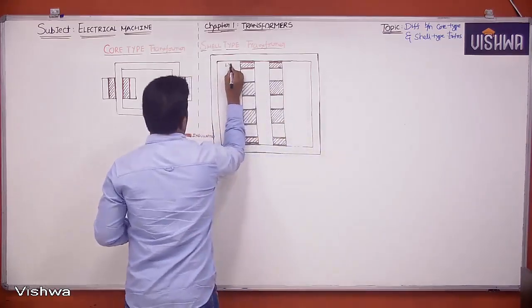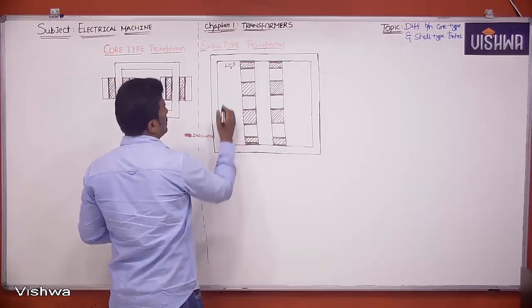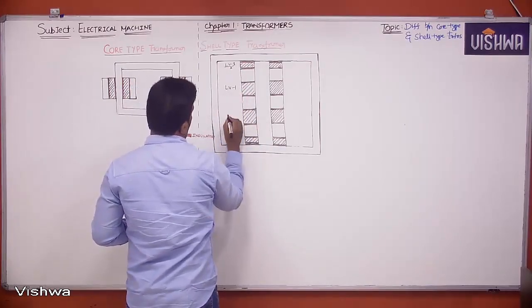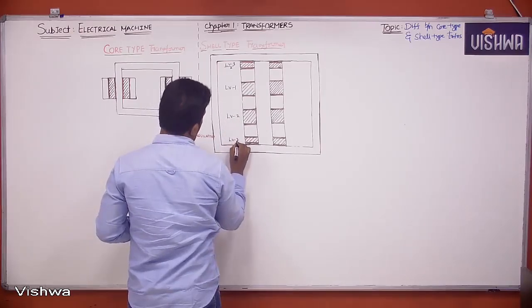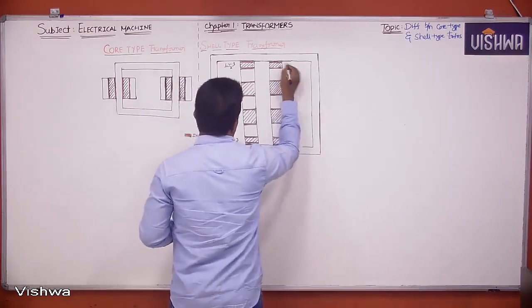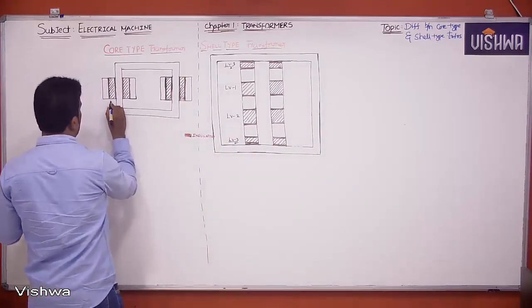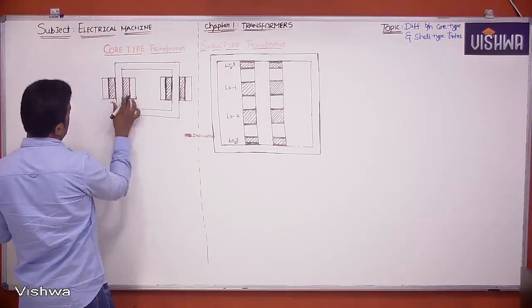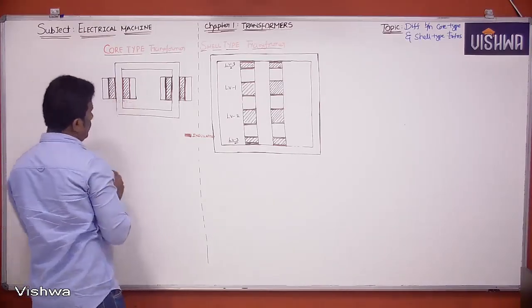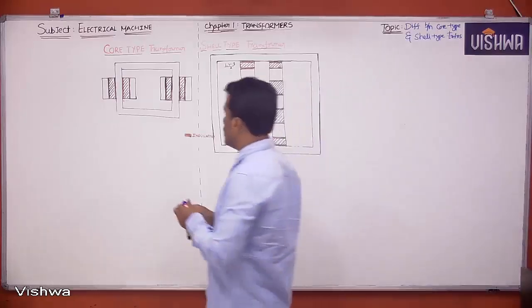Actually, this can be called as LV3 by 2. I'll tell you why we are using LV3 by 2, all those things, we'll discuss in future. LV1, LV2, LV3 by 2. Here also same. Here I can say LV. Here LV winding is there. Okay, right. And let me show high voltage winding with blue color.